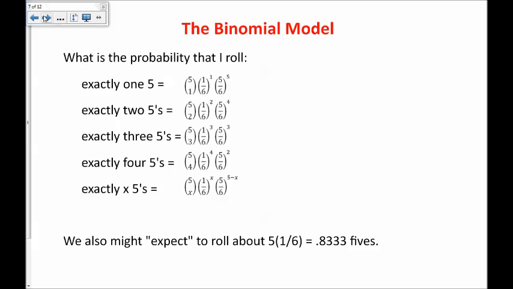Okay. Now we'll notice some patterns here in that when you want exactly x 5s, then it's 1/6 to the x because I want that many, I want x 5s, times 5/6 to the 5 minus x. These are my failures or my non-5s. We also might expect to roll about 5 times 1/6, or 0.8333 5s, meaning I probably will get 1 or no 5s would not be uncommon.